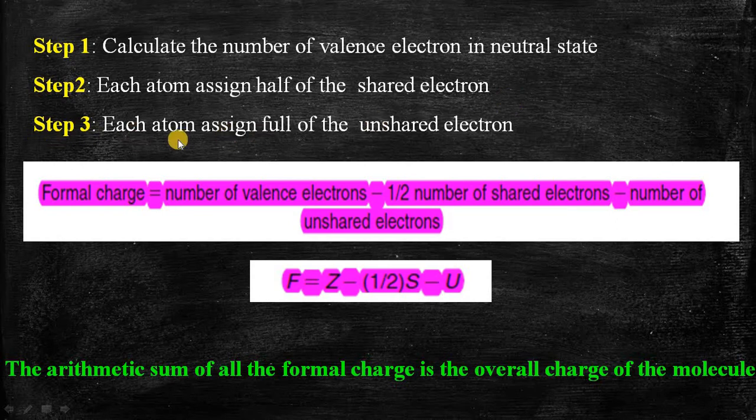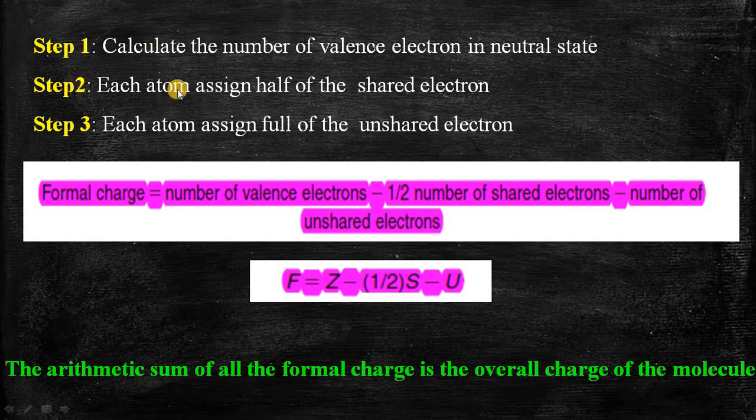Now what is the third step? There can be some unshared electrons which do not participate in any chemical bonding. In that case, you have to assign the full unshared electrons. So if atom A has 2 unshared electrons, you assign those 2 unshared electrons.